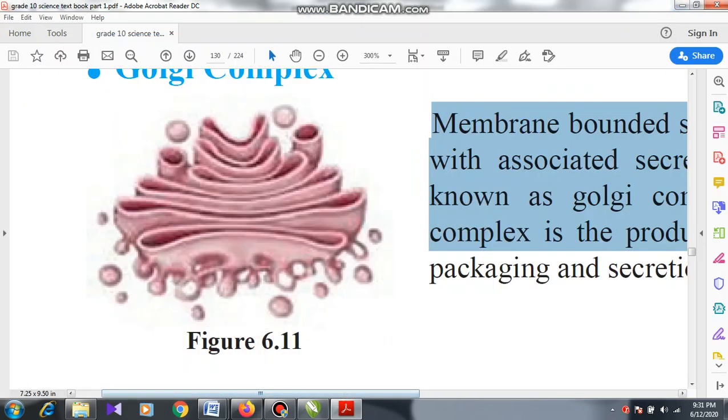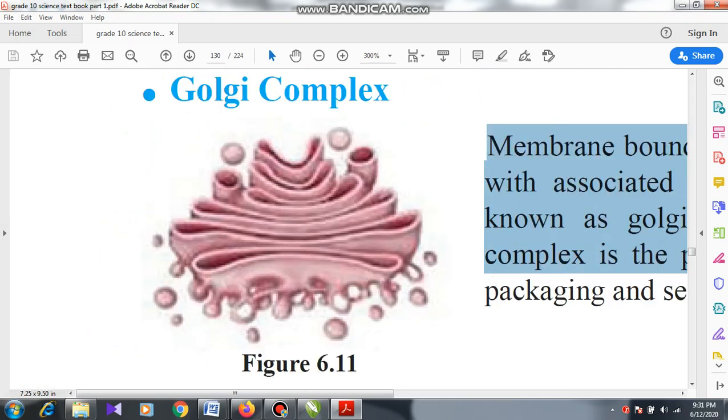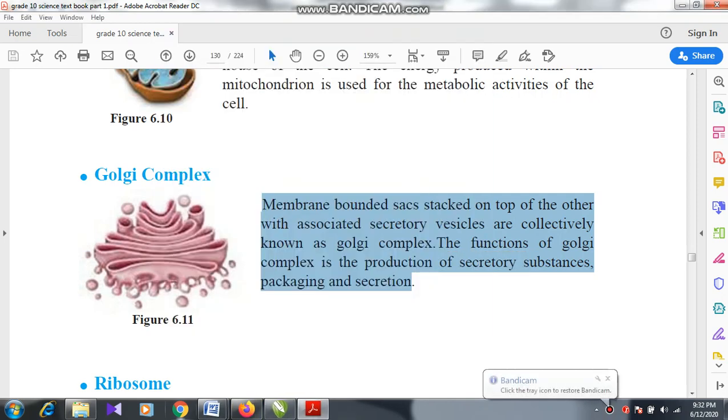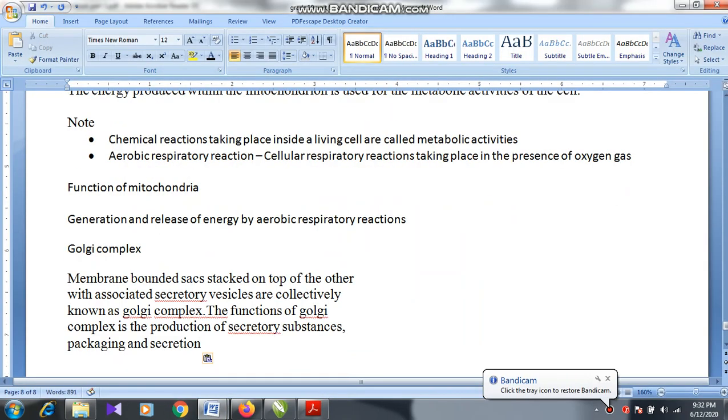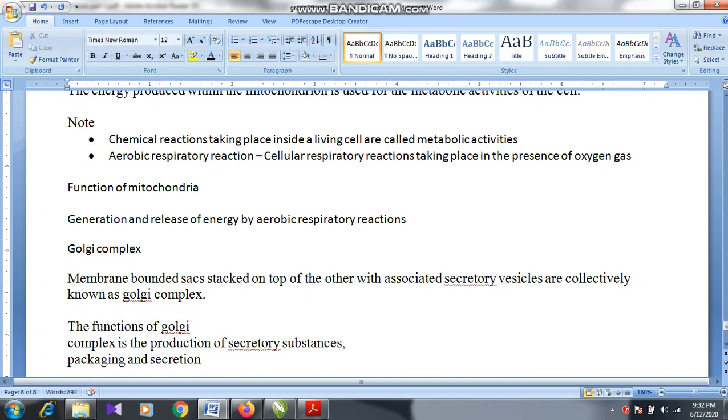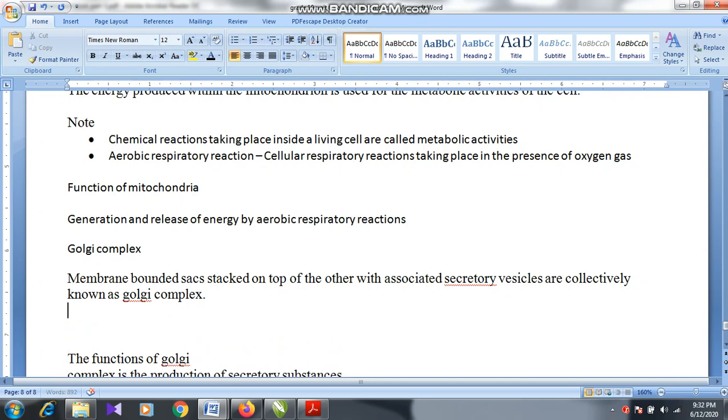But remember, in the exam paper, if they give you Golgi complex or mitochondria as a diagram, you should be able to identify it. If you can't identify it, it is not working. So what do we need to know regarding Golgi complex? Golgi complex is membrane bound sacs stacked on top of the other with associated secretory vesicles, collectively known as Golgi complex. So there are two things there.